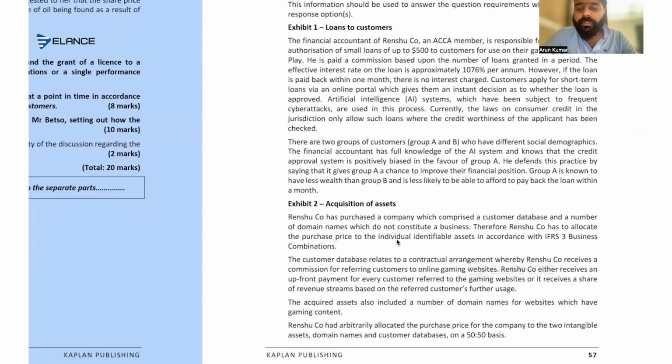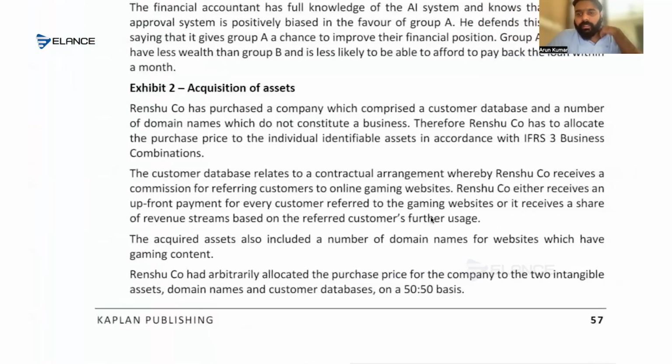And what about the acquisition of the asset? How will you account for it? How will you account for the acquisition of the asset, guys? Here, is it an asset acquisition or a business combination? What do you think? Are we purchasing a business, or is it just an asset acquisition?